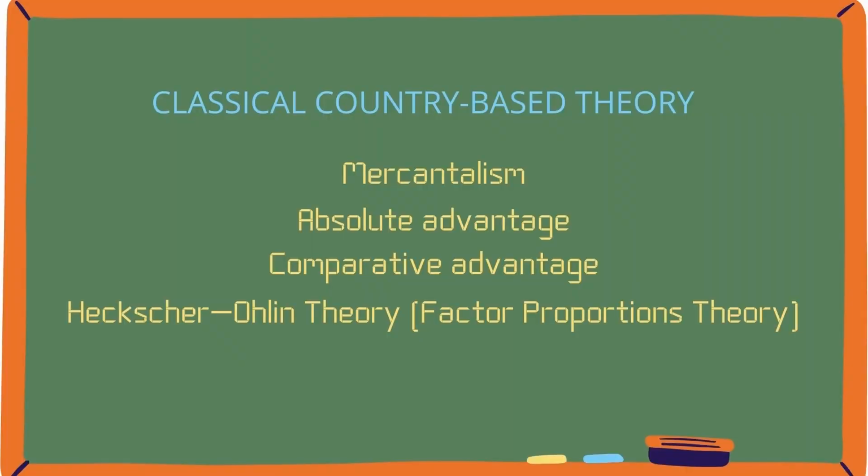To better understand how modern global trade has evolved, it's important to understand how countries traded with one another historically. Over time, economists have developed theories to explain the mechanisms of global trade, and the main historical theories are called classical and are from the perspective of a country, or country based. The first is mercantilism, then absolute advantage, comparative advantage, and Heckscher-Ohlin theory, or the factor proportions theory.